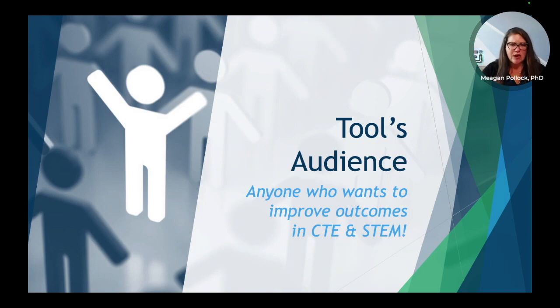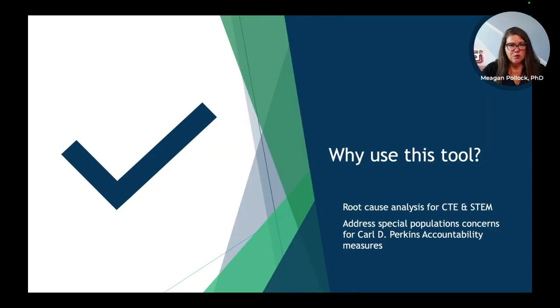Now, most often, our clients aiming to understand and address root causes for concentration and completion in CTE are funded by Carl D. Perkins' Strengthening Career and Technical Education for the 21st Century Act, or Perkins 5. However, this tool can be used by anyone who wants to craft a survey to improve outcomes for students in CTE and STEM. So why should you use this tool? Well, this tool is, again, for anybody who wants to conduct some root cause analysis for and within CTE and STEM. And you can use this tool to address special populations concerns for Carl D.